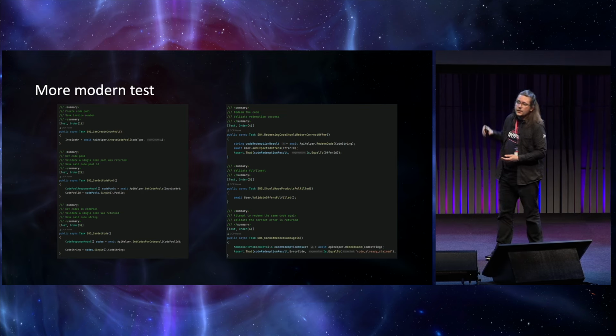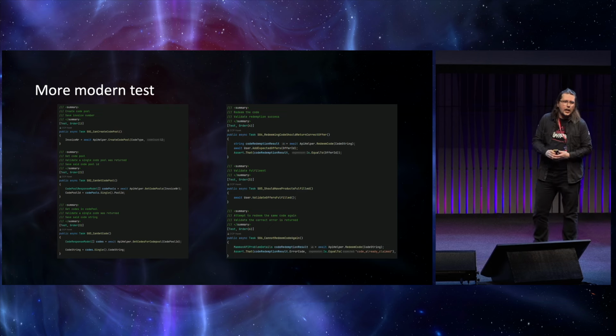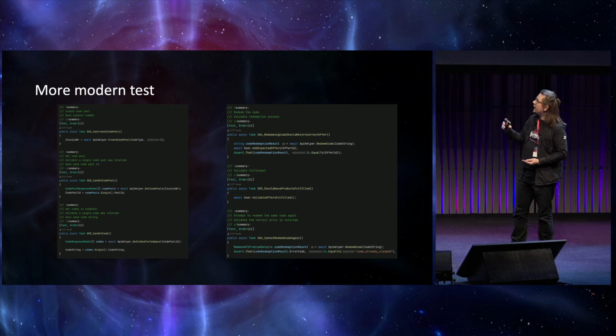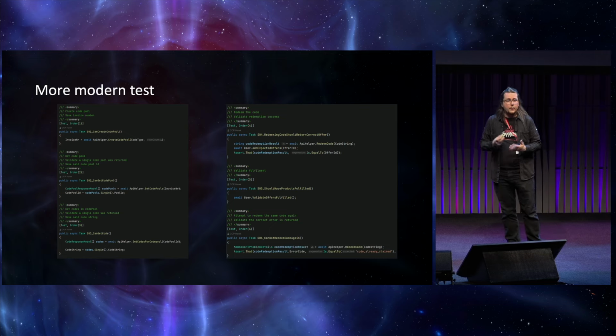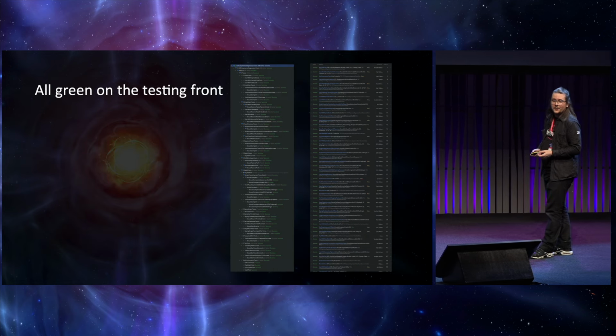But this way, it gives us clearer points of failure. Whenever one of these fails, it stops any subsequent test from running and tells us exactly, in a very small code snippet, where something went wrong. But ultimately, of course, we want it to be all green on the testing front.